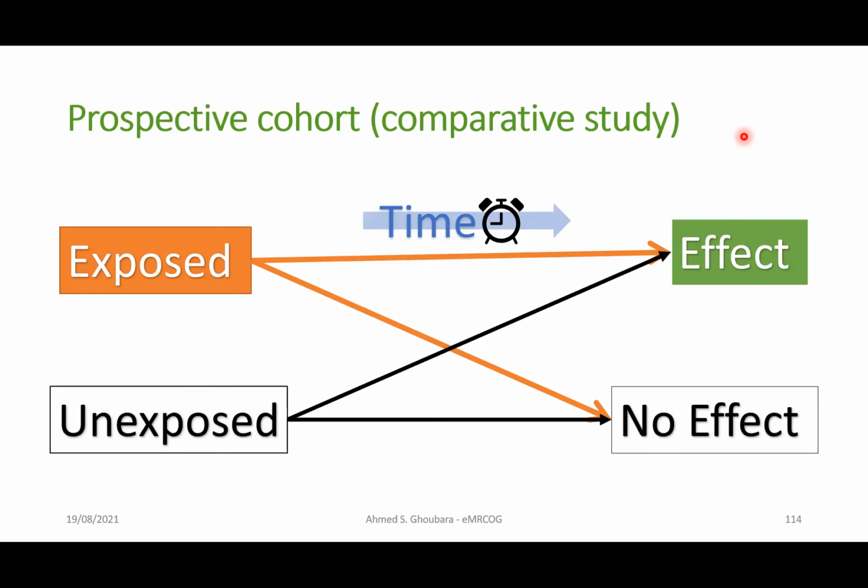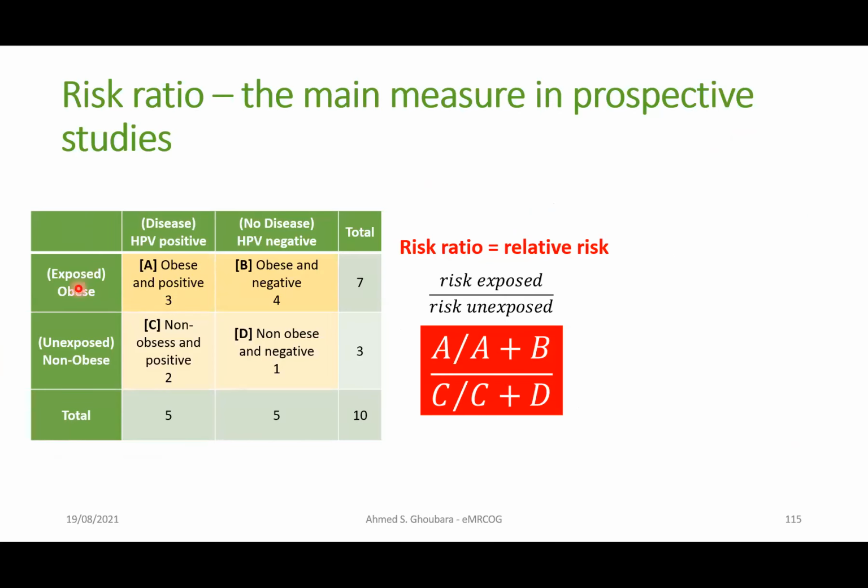So this is the first thing. You can do it the other way. Based on this data, exposed, unexposed, effect, and no effect, as we discussed earlier in this lecture, you can construct your table like this: exposed, unexposed, disease, no disease. You do A, B, C, D. You can get your risk ratio, relative risk. So basically, risk ratio is the main measure of association in a prospective study.